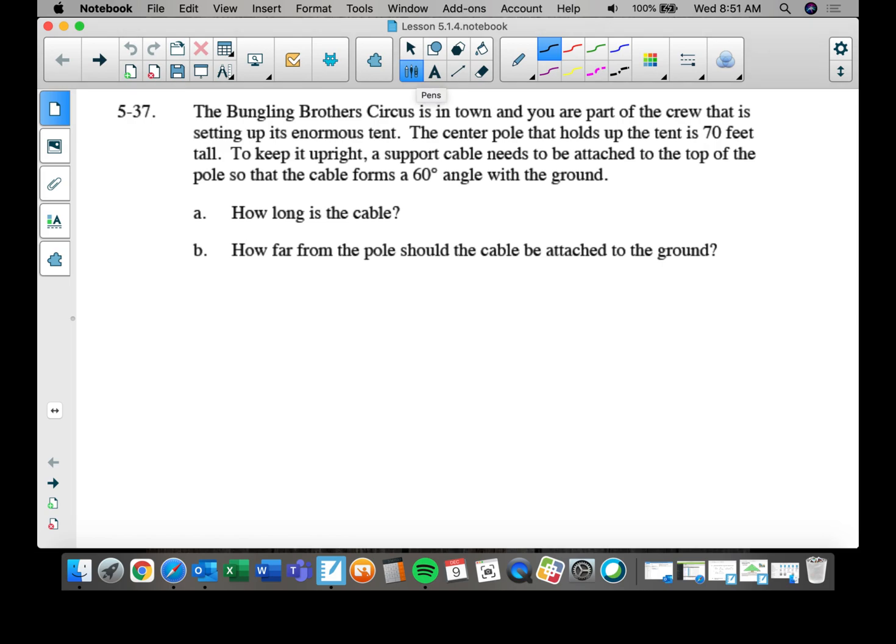So I'm going to draw that picture. There is my pole there. We're going to call that 70 feet. And there's a support cable that's coming off that direction, and this basically is the ground. There's my right angle, so we know we've got a right triangle. It says that the cable forms a 60-degree angle with the ground. So if this is the cable and this is the ground, the 60-degree angle they're referring to is right here. Okay, so there's the information that we have so far.